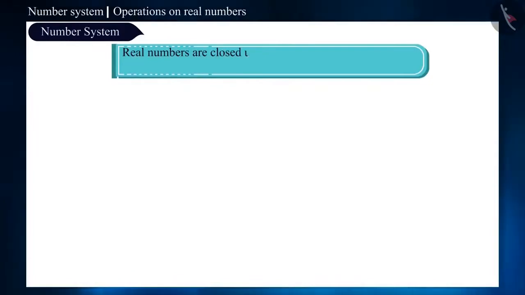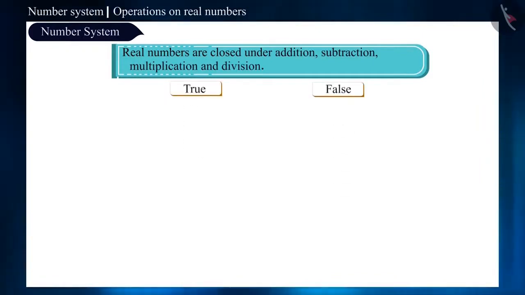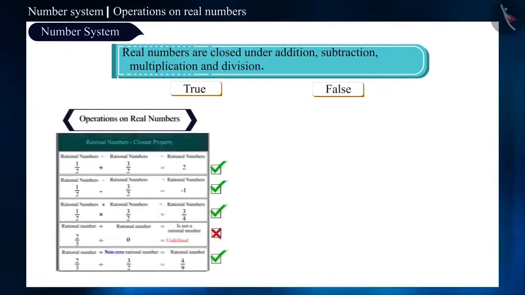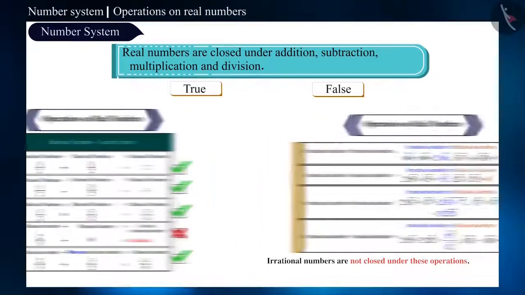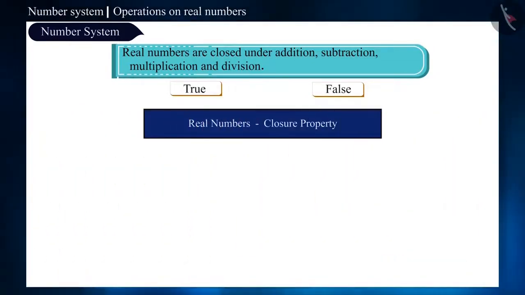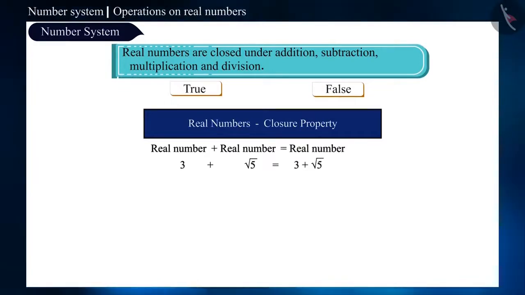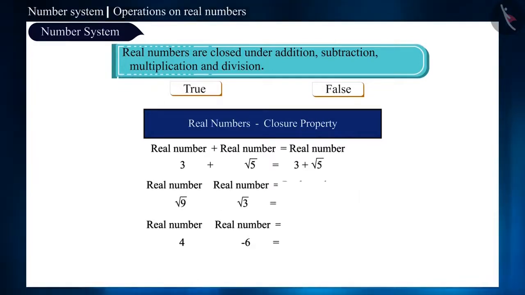Real numbers are closed under addition, subtraction, multiplication and division. Friends, tell whether the given statement is true. We have studied about the closure properties of both rational and irrational numbers. Now let's take some examples and see whether real numbers follow the same or not. Here are the two real numbers. On adding the two, we get a real number. Similarly, on subtracting or multiplying two real numbers, we will get a real number only.